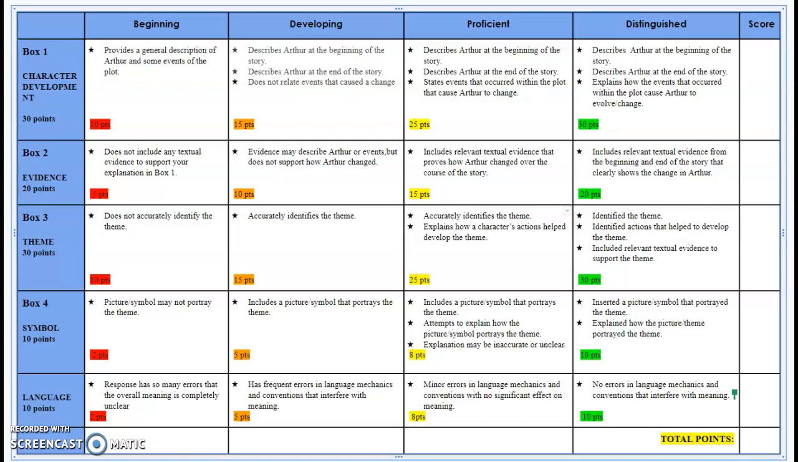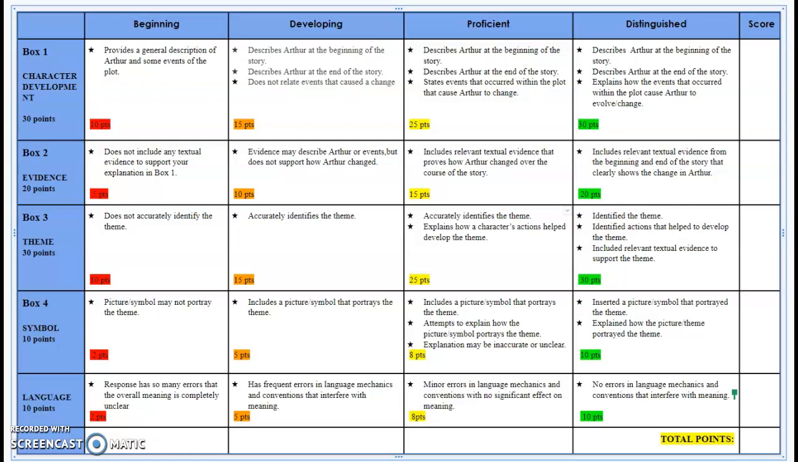Okay, guys, we are at our last two slides for this project, and the last two slides provide you with the rubric in which you will be graded, along with an example using Rikki Tikki Tavi. Okay, so here's the rubric that we will be using to grade you for this project.